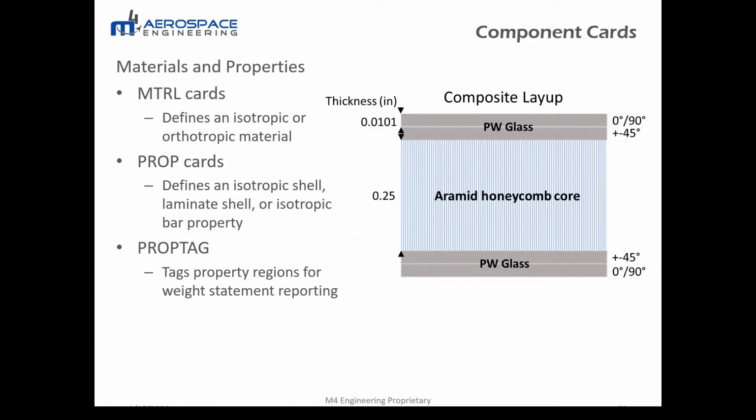Finally, we have the PROP tag card. This card does not actually affect the analysis in any way, but allows the user to group different property regions together for weight statement reporting. So, for example, you might want to know how much all the internal structures of the wing weigh. So you would group all those property regions together with a single prop tag. Then, when the weight statement is generated, you would be able to view all the masses as a single mass.